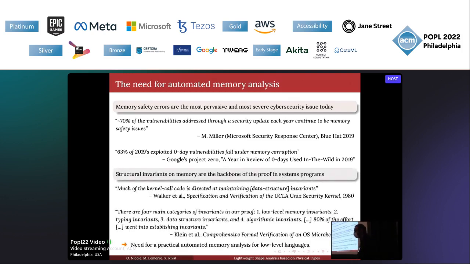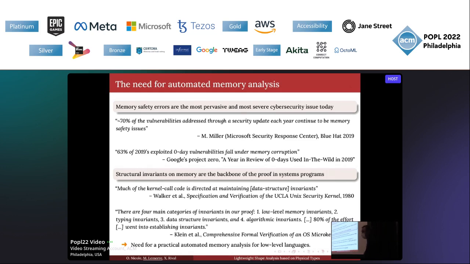The second reason is the need to find structural invariants on memory, especially in low-level system programs. And this was already true in the 80s. For instance, in the proof of the UCLA Unix security kernel, they said that much of the kernel code was directed at maintaining data structure invariants. And it's still true today in the comprehensive report of the seL4 verification effort.